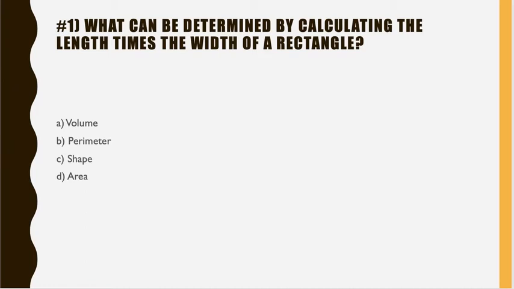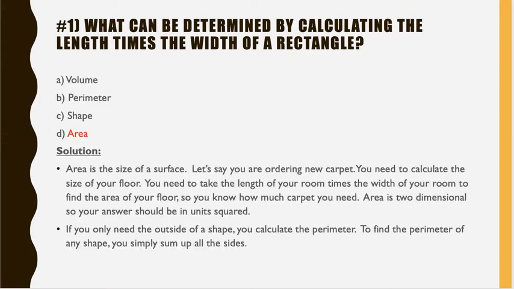So problem number 1, what can be determined by calculating the length times the width of a rectangle? The 4 choices are volume, perimeter, shape, or area. What can be determined by calculating the length times the width of a rectangle? Area is the size of a surface, so area is the correct answer choice.